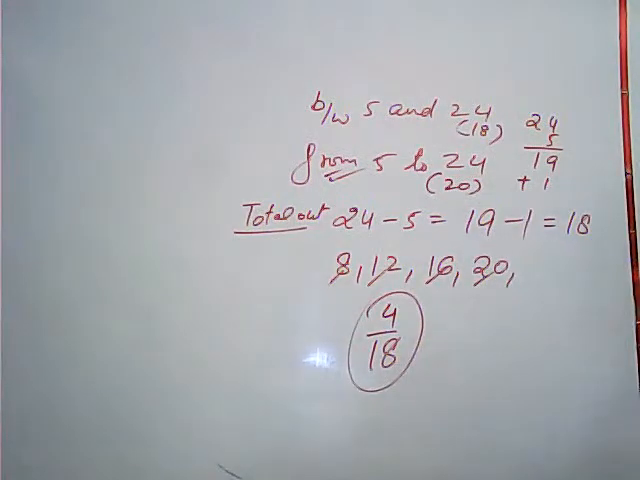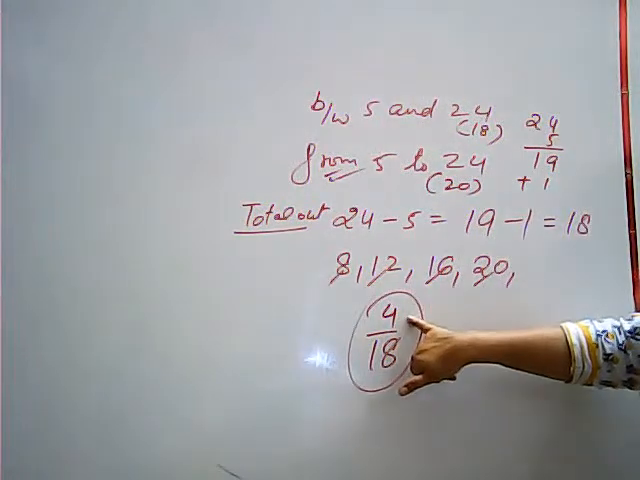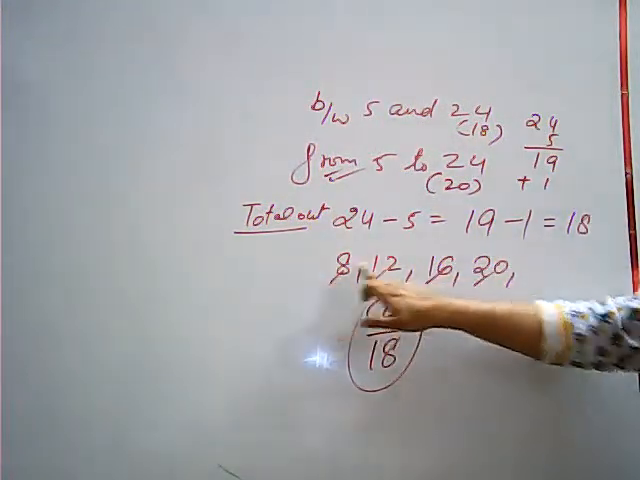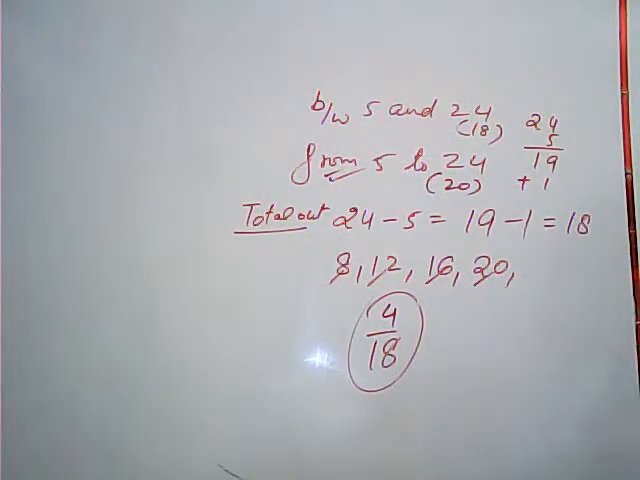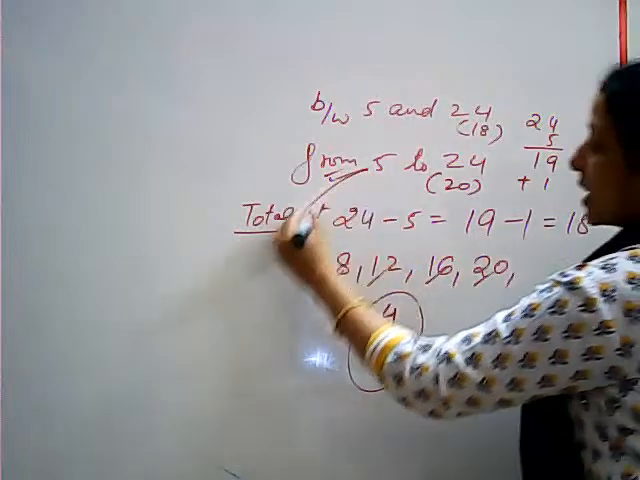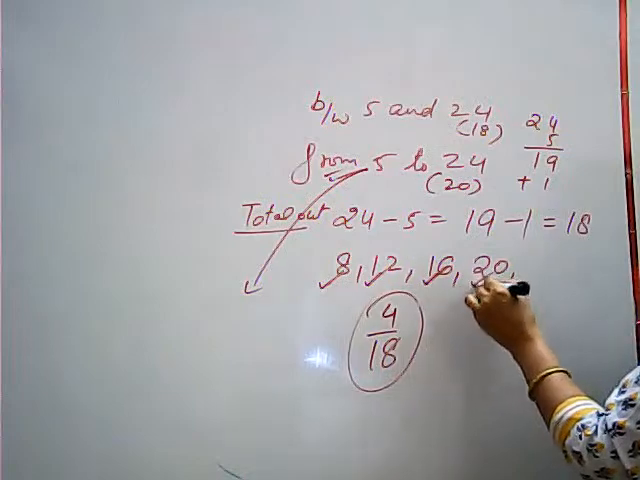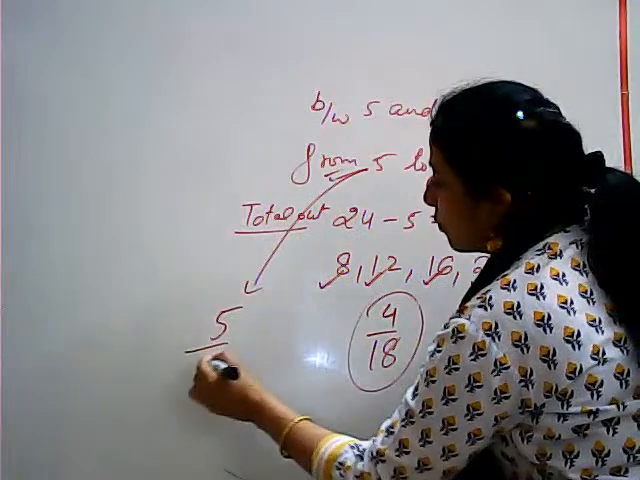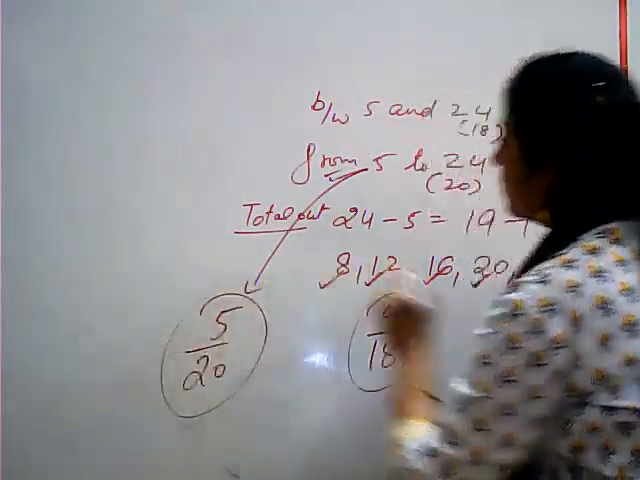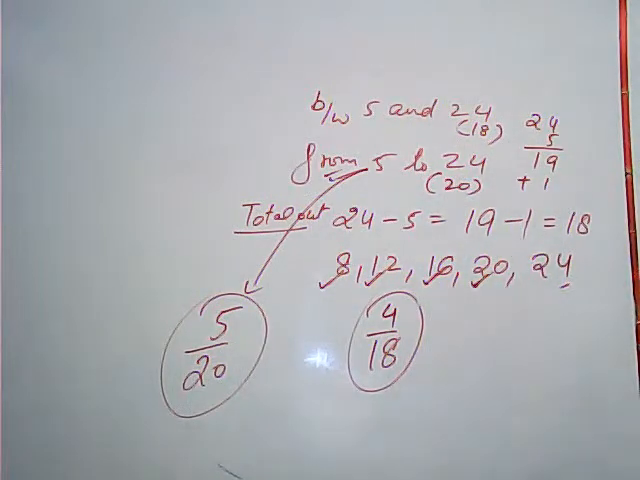Four is a number, very good, Jagdeep. But because the numbers are starting from 5, you will not include 4. So the numbers are 8, 12, 16 and 20 only. So 4 over 18 is your correct answer. But whenever it is the case of from, you will write 8, 12, 16, 20 and 24. So 5 over 20 is the answer in the from case, because you will include 24 also.